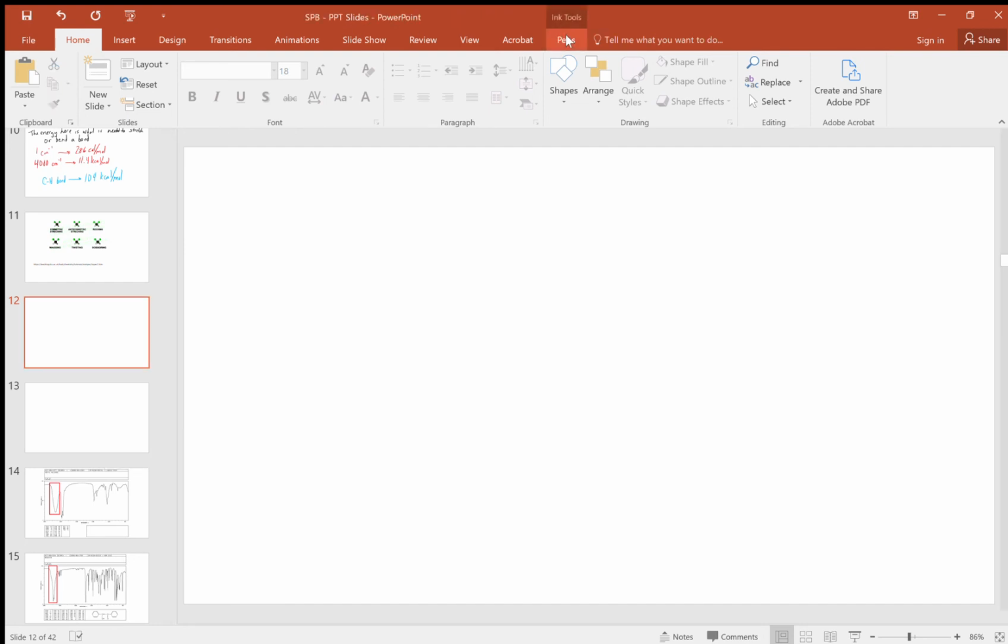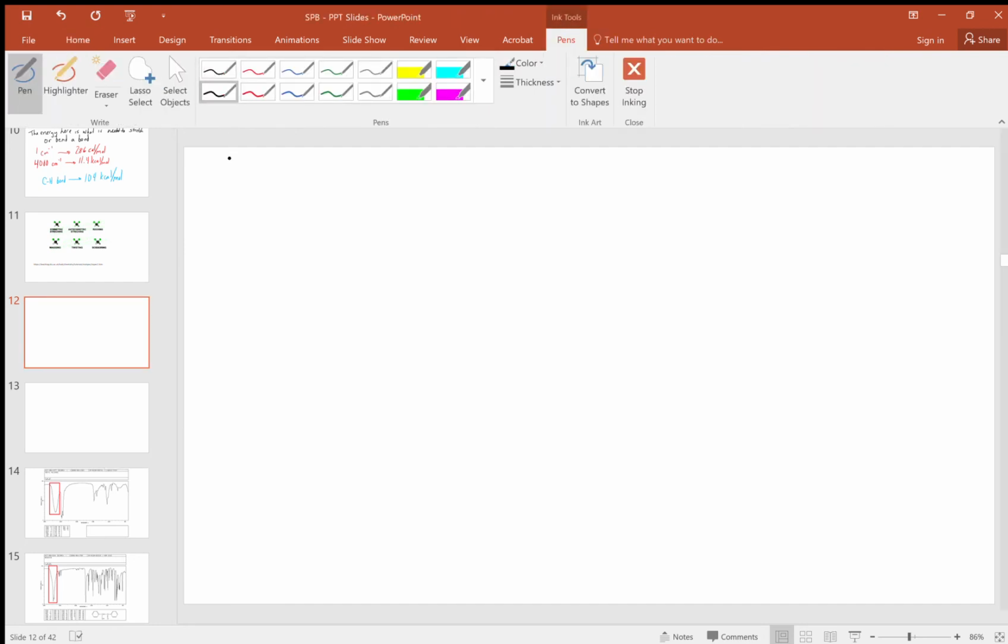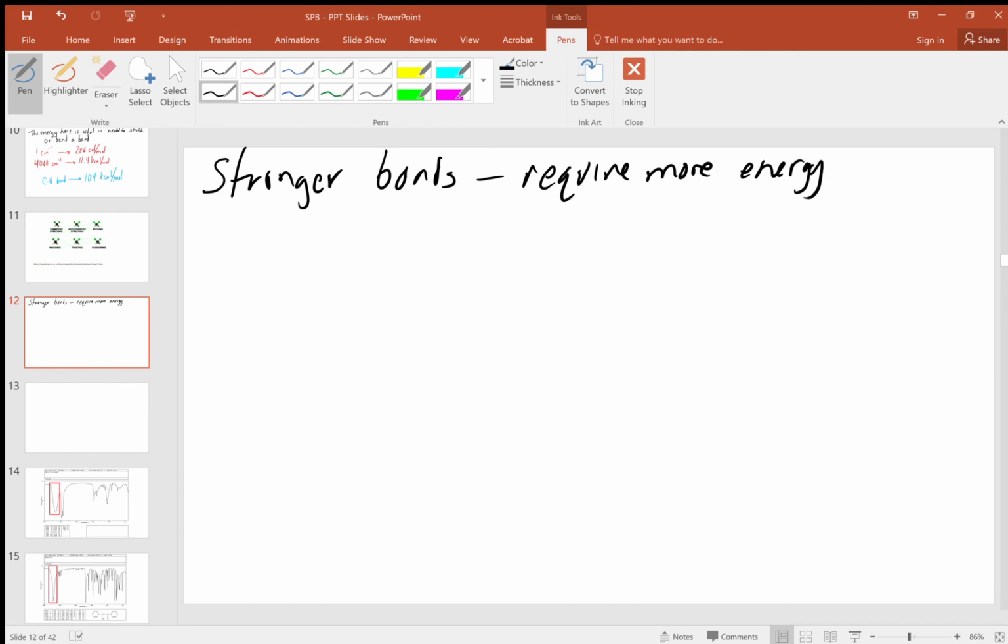But for right now, sort of our take-home message from this is that stronger bonds, I would think logically, require more energy. And so because of that direct proportionality that we saw a few slides ago, that delta E is equal to hc over 10 to the 4th times the wave numbers, stronger bonds require more energy and are found at higher wave numbers.